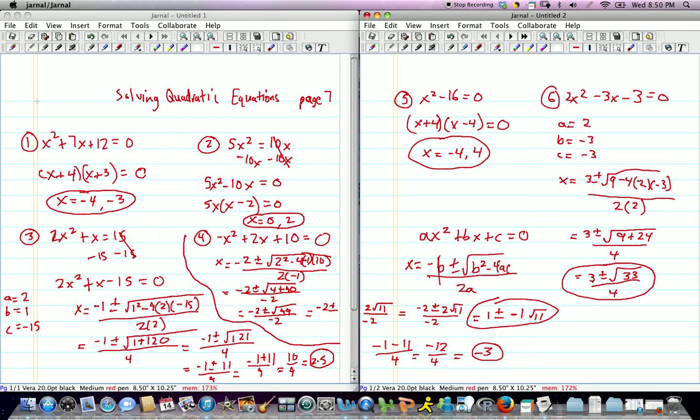Once again, these problems are not easy. If you have questions, let me know. You need to master the quadratic formula so you can be successful later on in this class.